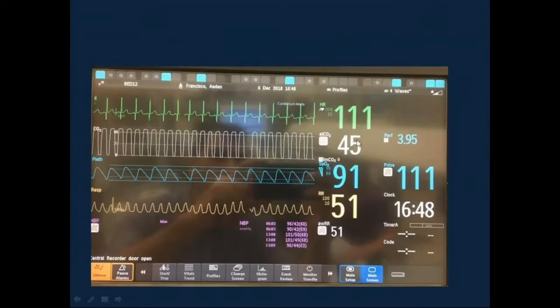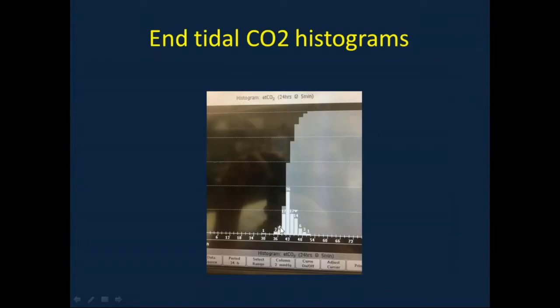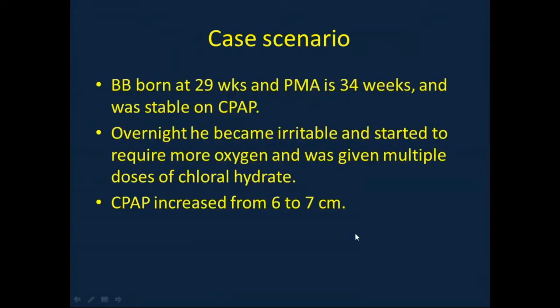Here you have also the end-tidal CO2, and you can see here the end-tidal CO2 histogram for a period of 24 hours, reflecting that for 24 hours the CO2 was between 36 at the lowest level up to 53. I have a case scenario just to show the value of evaluating histograms on a daily basis. You have a baby boy born at 29 weeks, postmenstrual age of 34 weeks, and was stable on CPAP.